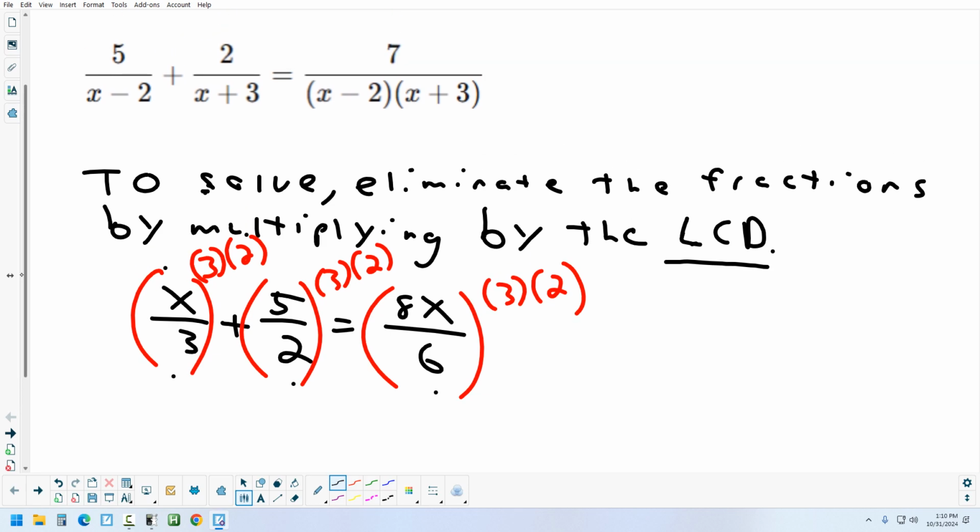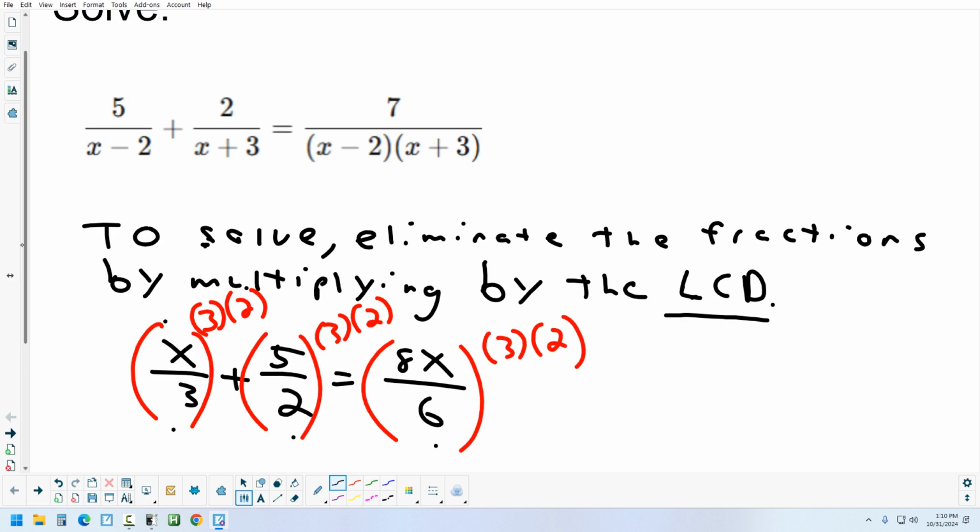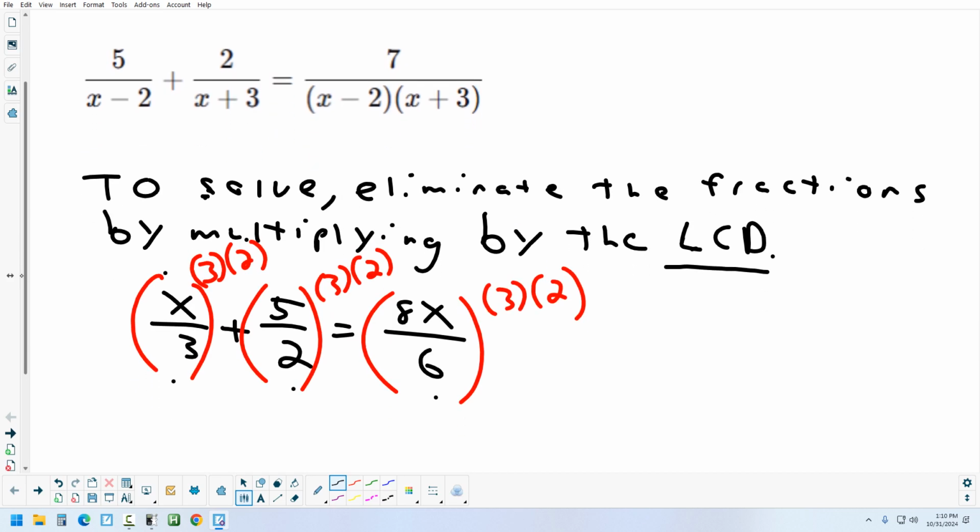So now you're going to cross out what you can, and this is exactly what's going to happen when you have letters. You have a divide by 3 in the bottom, and you have a times 3 in the top. That's gone. You have a divide by 2 in the bottom, you have a times 2 in the top. Now, what about on the right side? You can get rid of both. You have a 6 in the bottom, and you have a times 6 in the top.